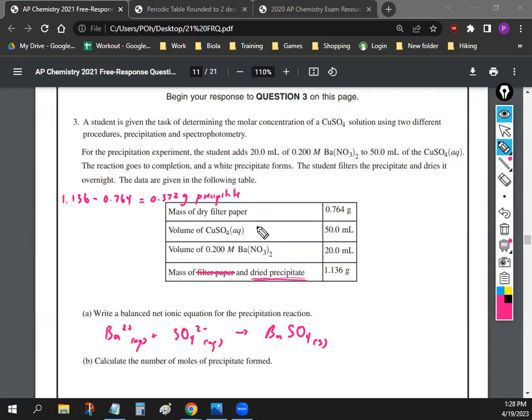Yeah, and then here, you know that the precipitate is barium sulfate. So you just need to multiply that by the molar mass. And I'll give you guys the molar mass. It's going to be, sorry, not multiply. You're going to divide by the molar mass. Sorry, it's going to be 233.4 grams in 1 mole. And that's going to give you 0.0016 moles.